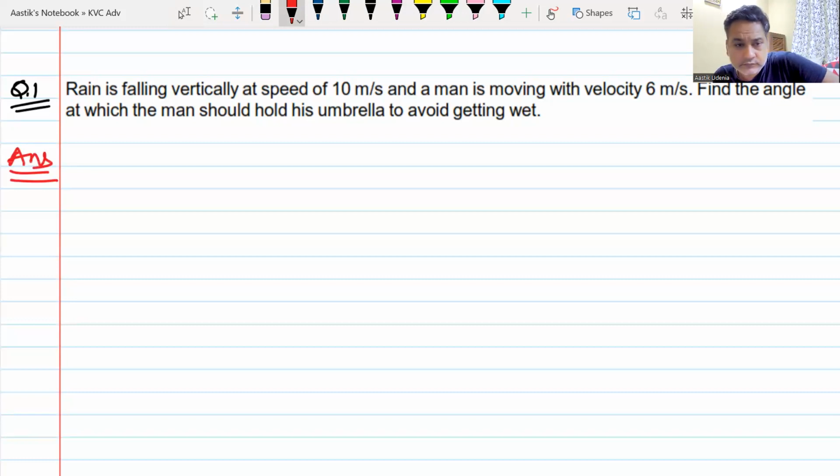Tan inverse 3/5. Do I need to draw the diagram or do you understand this? Everyone understands this? Yes, sir. Then let us see what will happen in the next one.